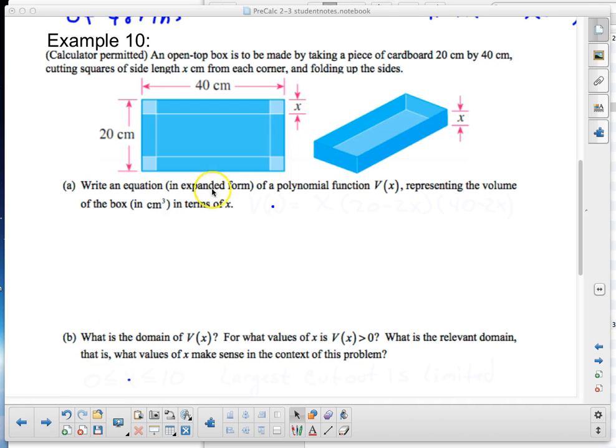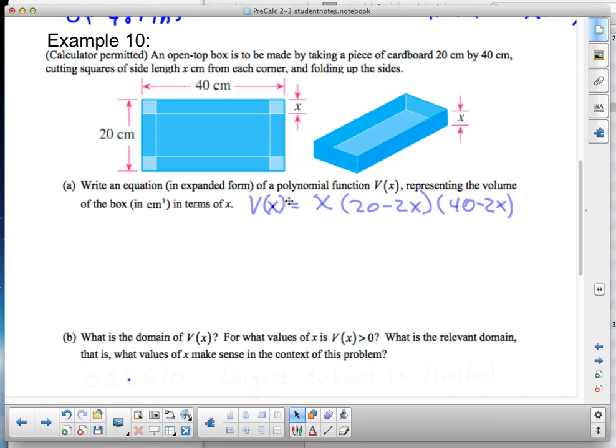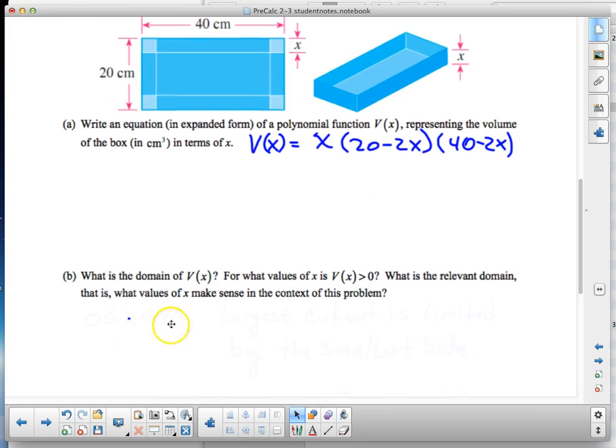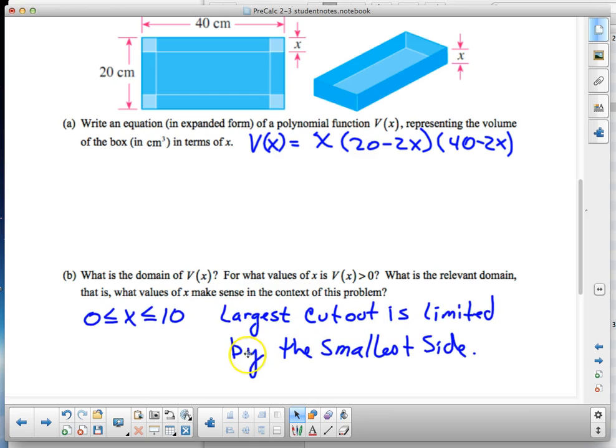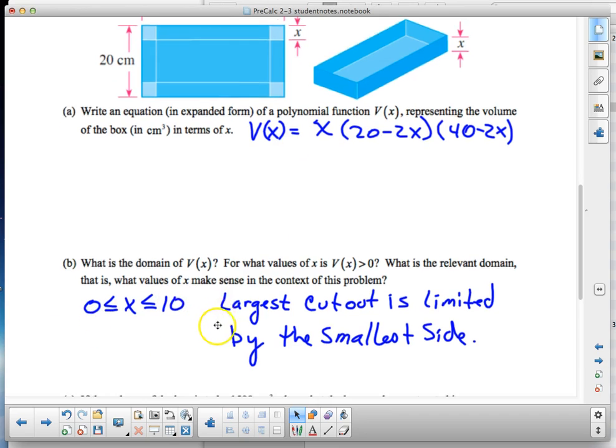Now, write an equation in expanded form of the polynomial function v of x representing the volume of the box. Remember, we're using v of x for the volume, x being the value of our cutouts. So we have 20 minus 2x and 40 minus 2x. Now, what's the domain? The realistic or relevant domain: the largest cutout is limited by the smallest side. The smallest side is 20, so my largest cutout could be 10. So x is between 0 and 10.